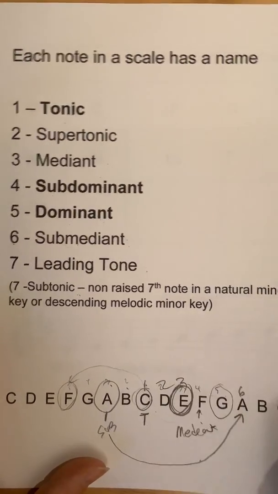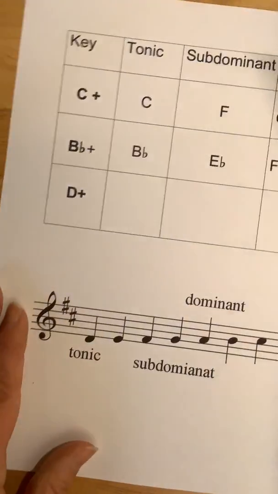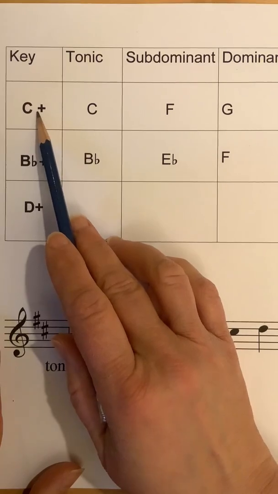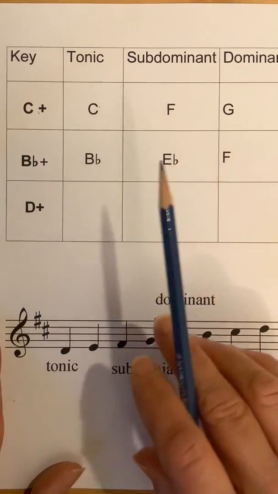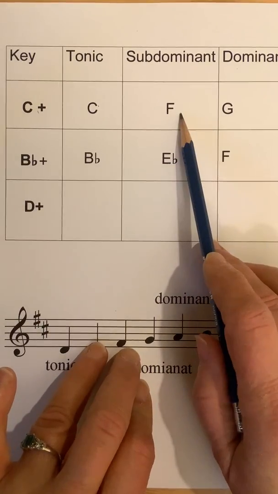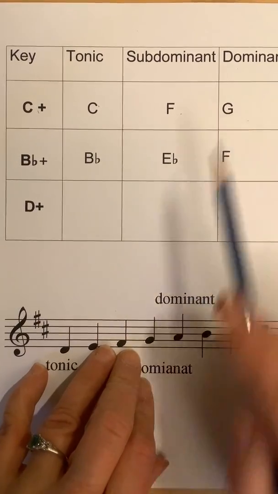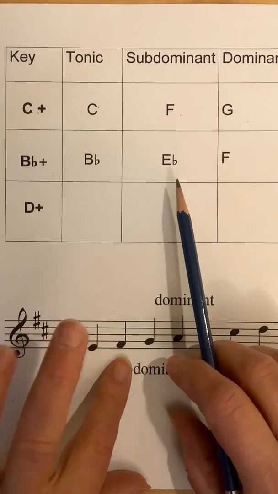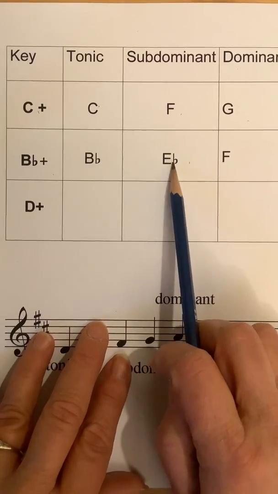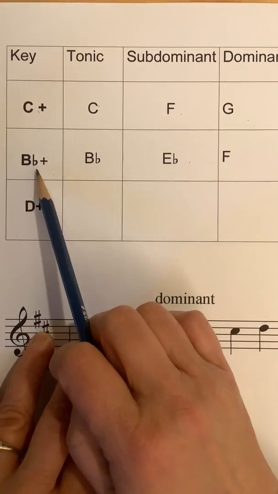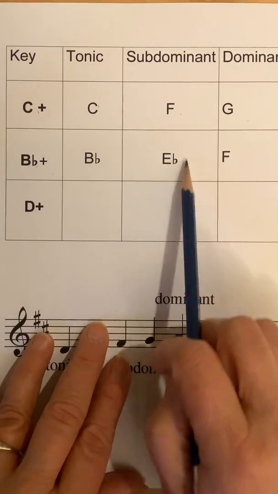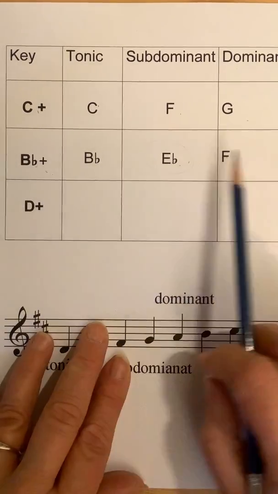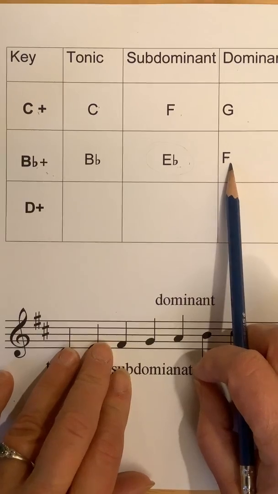Now, just for those of you who've not come across these before, I have a little chart for you. So, for example, in the scale of C major, C is the tonic. And if you use your fingers, C, D, E, F, you'll find F is the subdominant. C, D, E, F, G: G is the dominant. B flat major: B flat is the tonic, B flat, C, D, E flat, subdominant. Now remember, if these notes have any flats or sharps involved in the key signature, you have to make sure it's the proper note. It's not an E, it's an E flat, because B flat major has 2 flats. And B flat, C, D, E flat, F: F is your dominant.